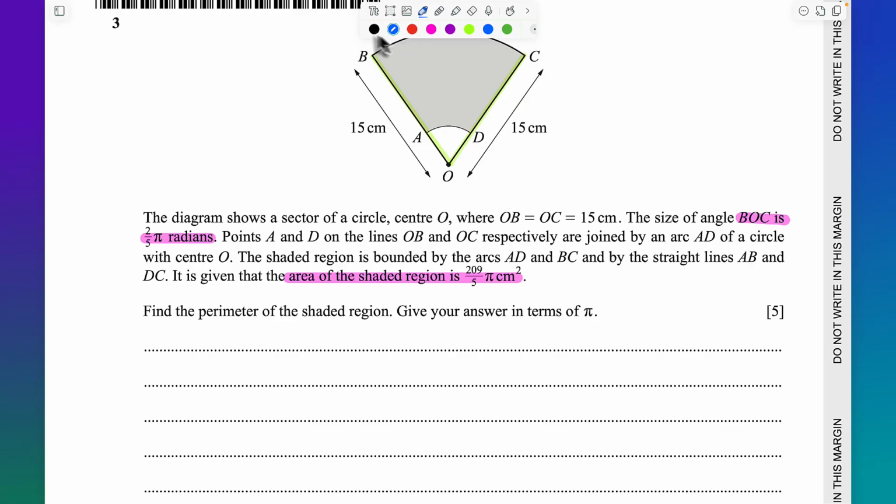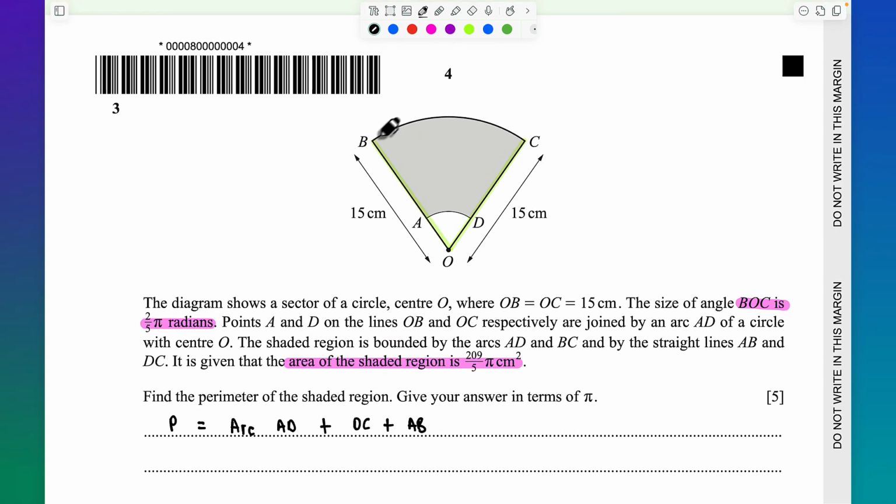What we are going to do is approach this question by writing the formula of the perimeter and then breaking down what we don't have in the problem. In order for us to get the perimeter, we need the arc AD, and then we need to add the line DC plus the line AB. Because essentially for the shaded region, all you need to do is add up all the lines that enclose that area. So that's DC and AB, which are these two lines, plus the two arcs. So also add BC.